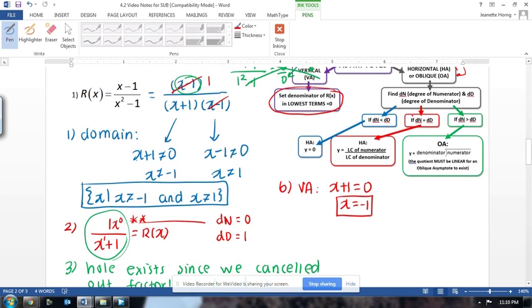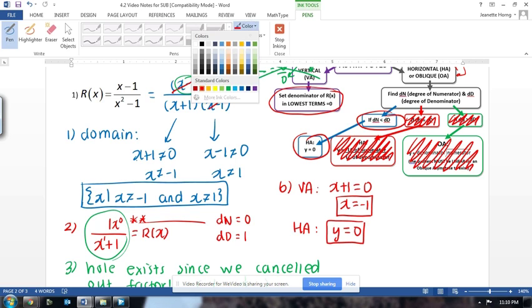That means I'm not looking at the situation where the degrees are the same. They are actually different. Either the numerator's degree is going to be bigger or the numerator's degree is going to be smaller. This is a situation where the numerator's degree is smaller, so I have a horizontal asymptote at y equals 0.